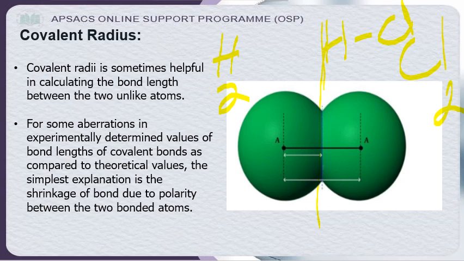When it is determined experimentally, it is found that there is a difference between these two. And similarly, bond length is affecting the bond energy, right? So the bond energy of HCl was found experimentally to be high as compared to the theoretical value found for hydrogen and chlorine, right?